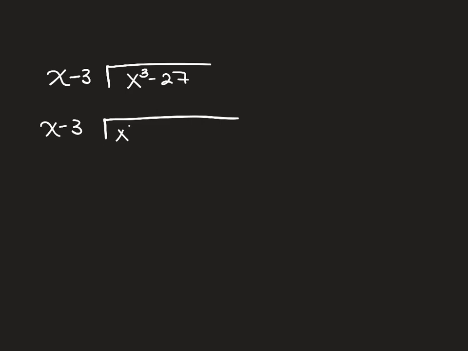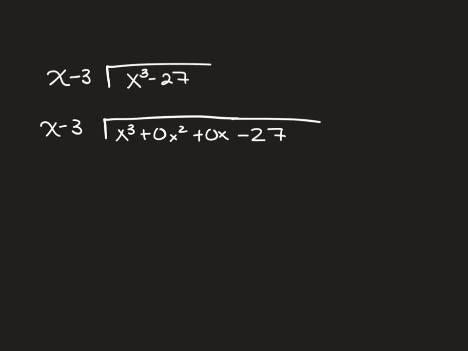Our next one says that I want to do x minus 3 divided into x cubed minus 27. And you need to stop and evaluate this problem because it's in order, but it's not having all its missing terms. So x minus 3, those don't have any missing terms. But my x cubed is missing a 0x squared, a 0x, and then minus my 27.